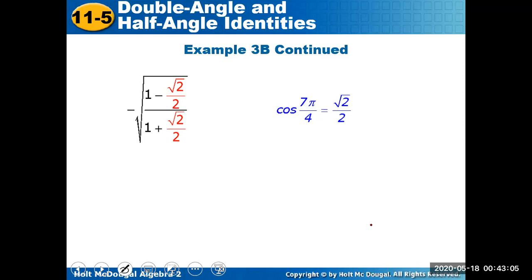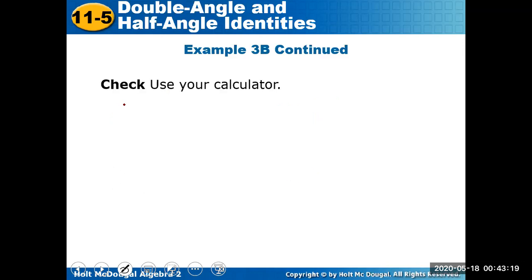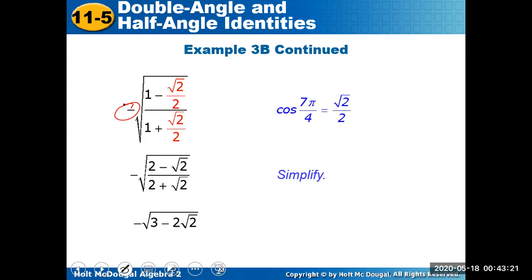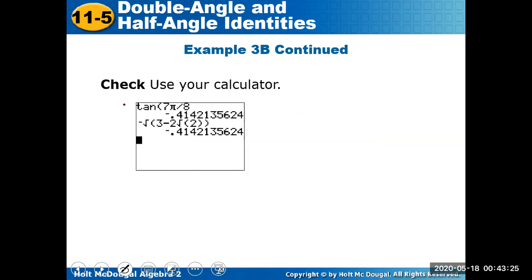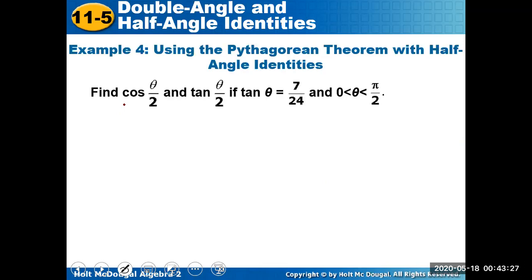So 1 minus root 2 over 2 divided by 1 plus root 2 over 2. And this negative sign is because your theta over 2 is in the second quadrant. So the answer that you will get is minus of root 3 minus 2 root 2. Okay, and then you can verify using your calculator if you're getting the same answer.